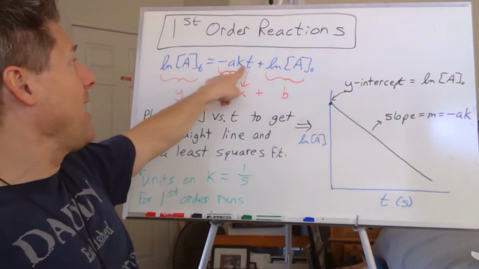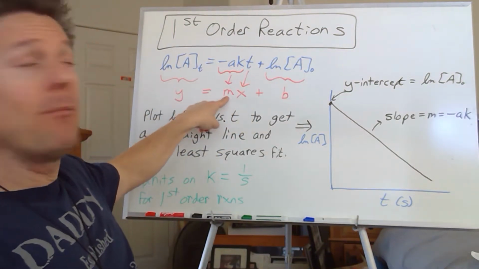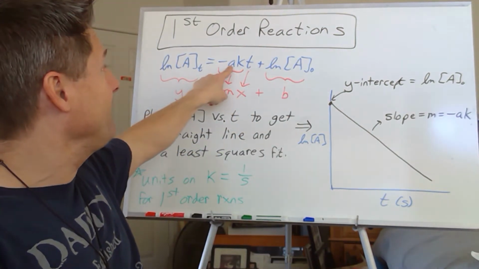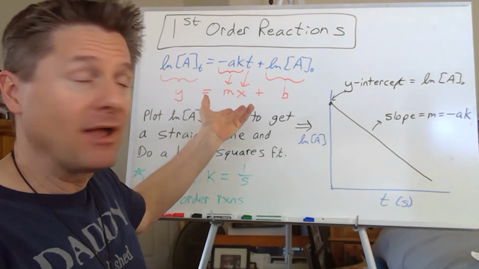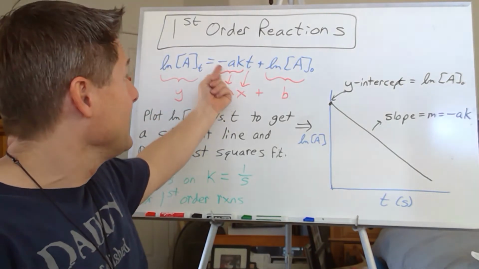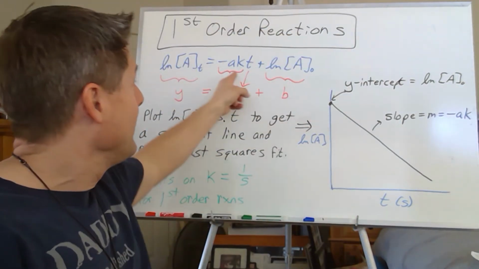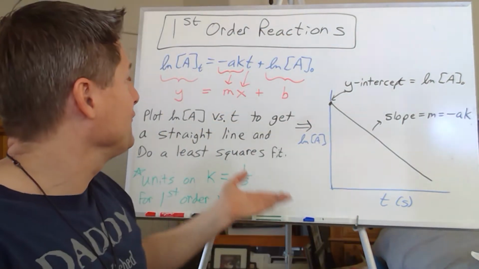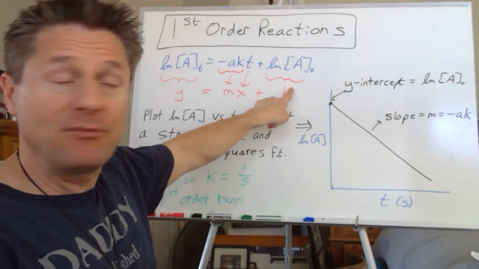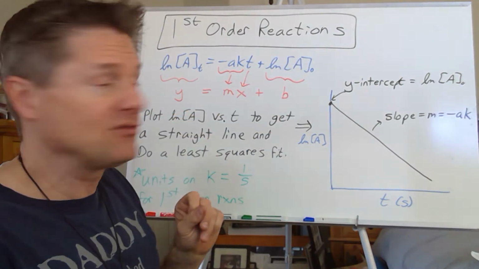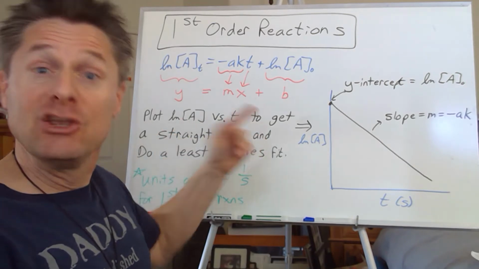So y equals mx plus b. So m, the slope, will be the negative a times k, a being the stoichiometric coefficient from the balanced equation, k being the rate constant. It's negative, so the slope should be negative. Commonly, a is going to be 1, right? So a lot of times they just say the slope is equal to negative k. The y-intercept will be the log of the initial concentration. So if you plot those, you should get a straight line.